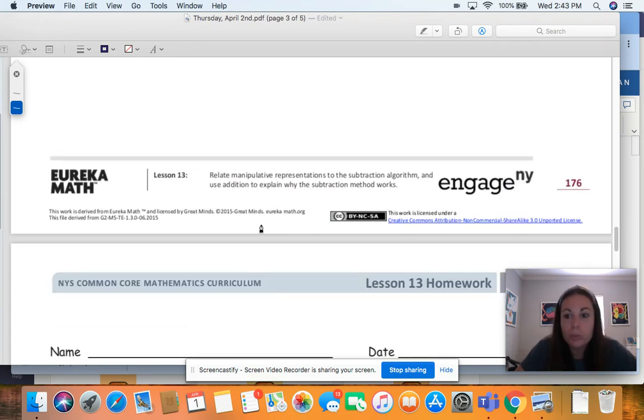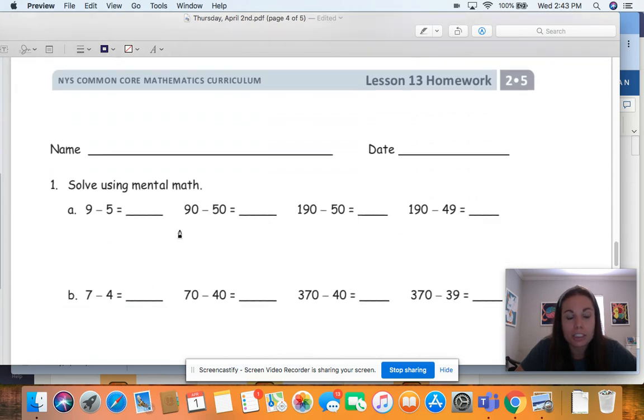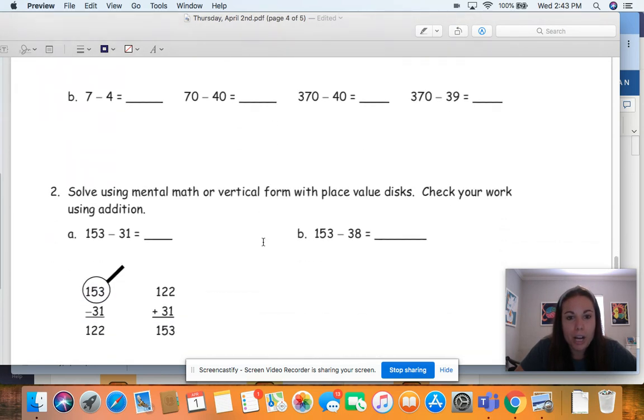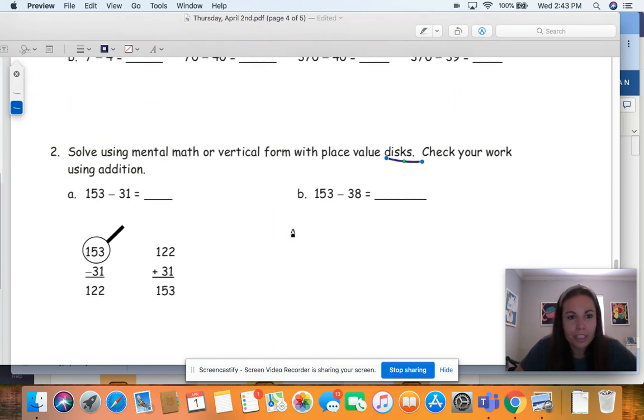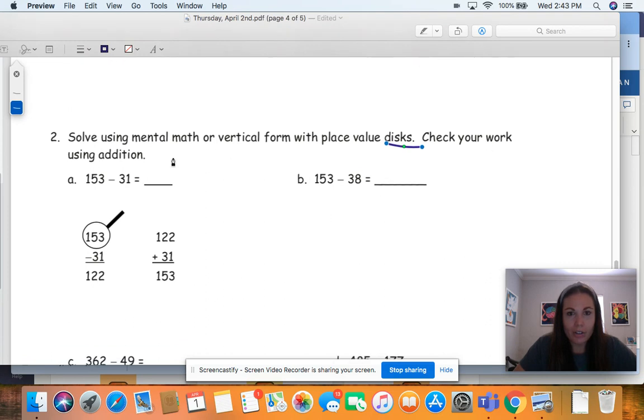Subtraction now. No more addition for this lesson, it's subtraction. Okay, more practice. When it says place value discs, that's place value drawings. Now, over here, we're going to solve using mental math or vertical. And if you use vertical, I want you to check your work using addition. Actually, even if you do mental math, check your work using addition.